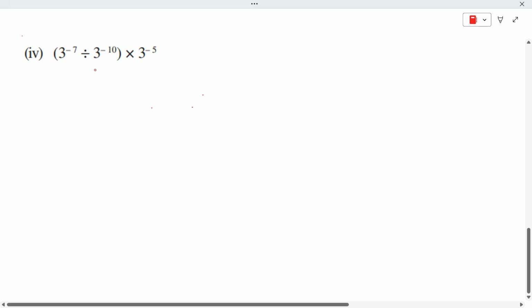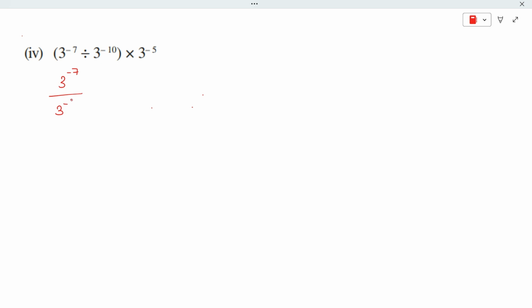So first let us rewrite it in fractional form. So 3 power minus 7 divided by 3 power minus 10 into 3 power minus 5, isn't it? So this can be simplified using laws of exponents, a power m by a power n. Here you can see the bases are the same, the powers are different. So you will get the exponent as m minus n, isn't it? That is, a power m divided by a power n is equal to a power m minus n. The bases are the same, the powers are different. You can subtract the powers when it is in division.